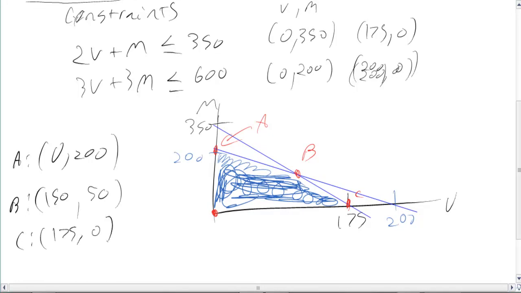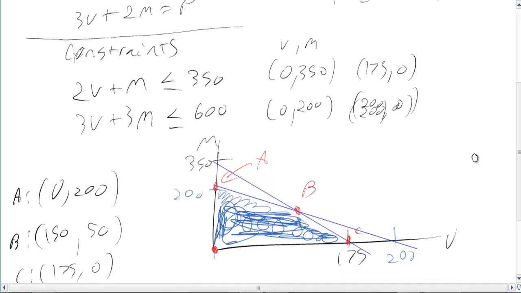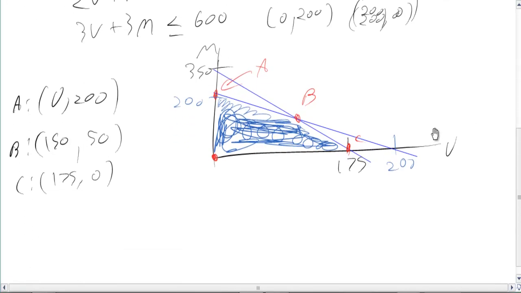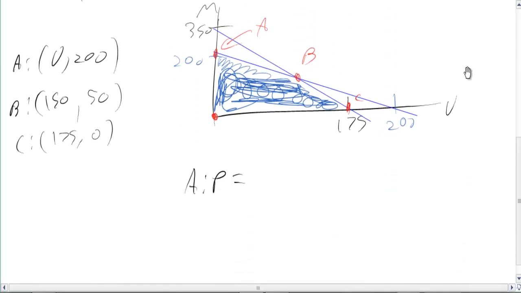So now what we need to do is take each of these values and substitute them into our max equation. So the profit is equal to 3 vanillas and 2 mochas. So therefore, profit on A, let's try that again. A gives us a profit of, we make $3 per vanilla, $2 per mocha. So 3 times 0 plus 2 times 200, so A would give us a profit of $400.